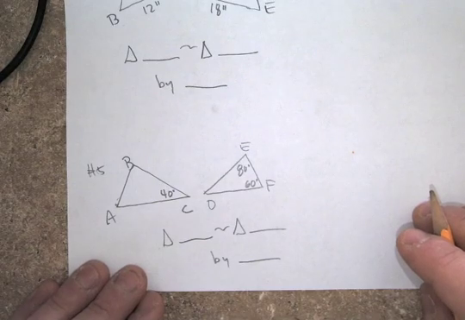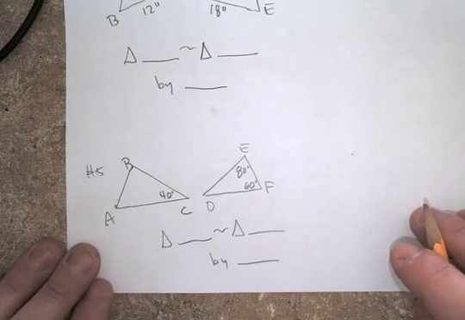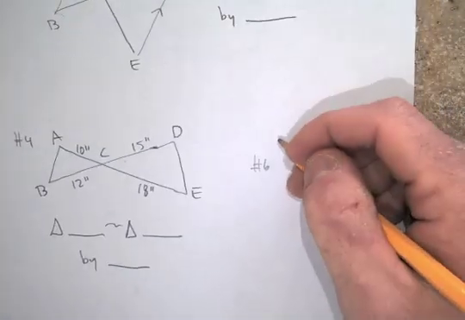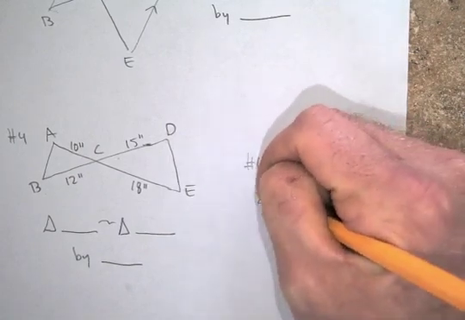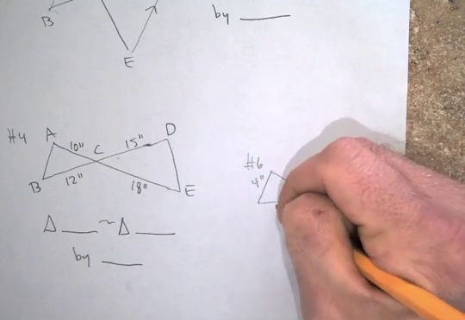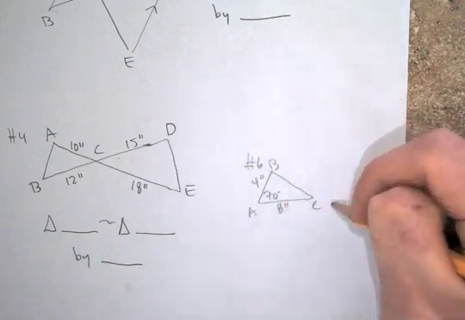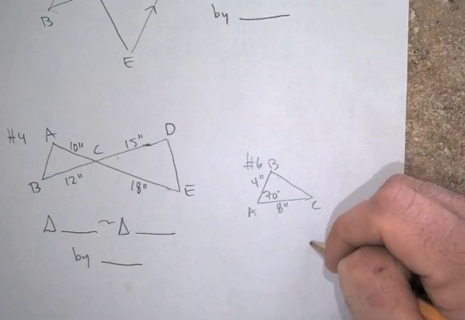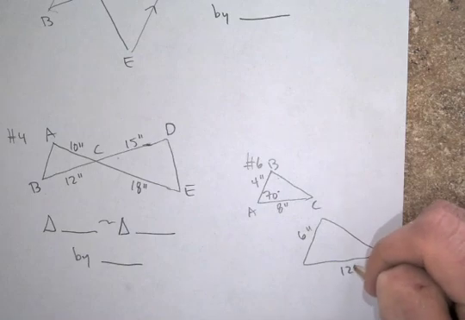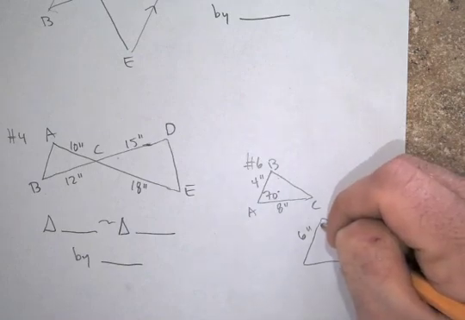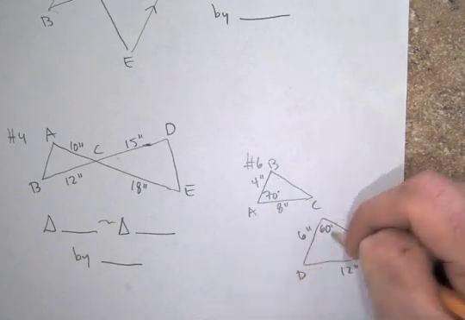And do I have a number 6? Yeah, try this one for number 6. Four, 8, 70 in between. That would be ABC. And then the bigger one looks like this. 6, 12, 60, 50. So D, E, F.